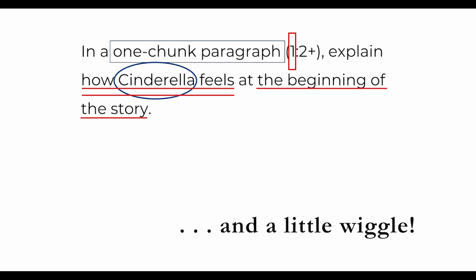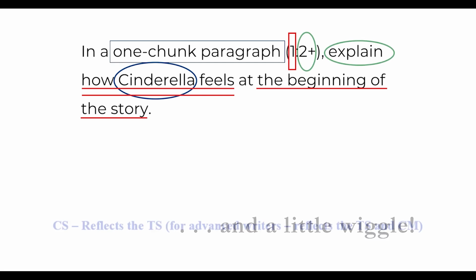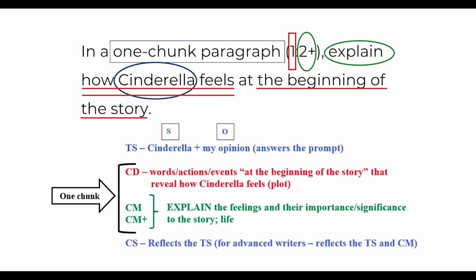Finally, for the concluding sentence, the beginning writer should reflect the topic sentence without repeating it. In other words, use synonyms. For advanced writers, the CS is a little more complex, reflecting not only the topic sentence, but also delving more deeply into the commentary. Here you see decoding the prompt in its entirety.